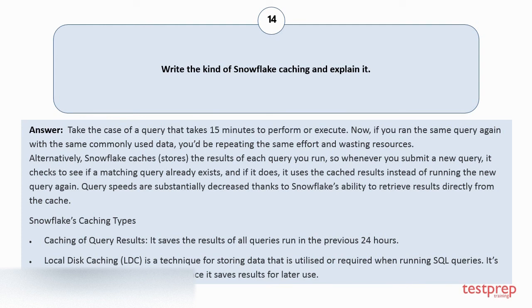Query speeds are substantially improved thanks to Snowflake's ability to retrieve results directly from the cache. Snowflake's caching types. 1. Caching of query results. It saves the results of all queries run in the previous 24 hours. 2. Local disk caching is a technique for storing data that is utilized or required when running SQL queries. It's also known as remote disk cache since it saves results for later use.